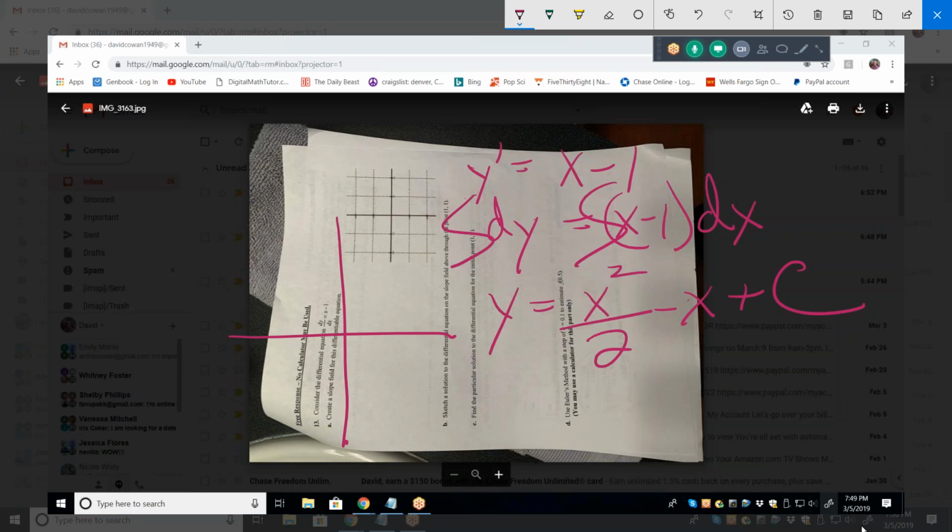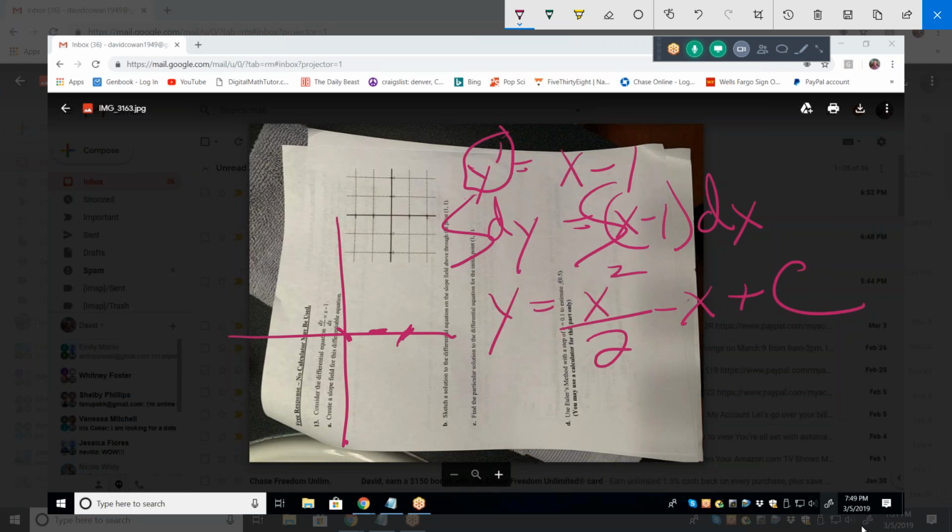When x is equal to 0, what is the slope? 0. No, plug it into your equation. Remember, y prime is slope. Oh, -1. Sorry, I was plugging into the wrong thing. Okay. So, there's my graph of that point. When x is equal to 1, what is the slope? 0. So, there's my slope field there. That's at the point 1. And when x is equal to 2, what is my slope? 1.